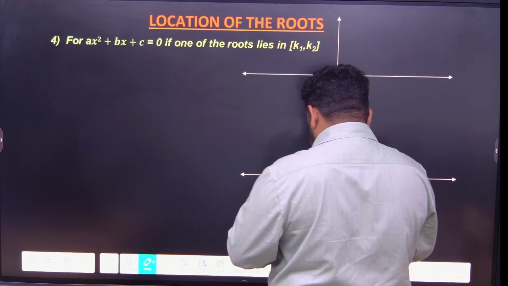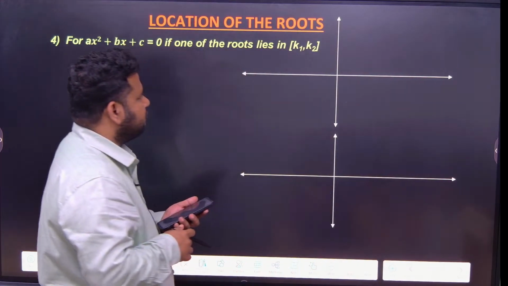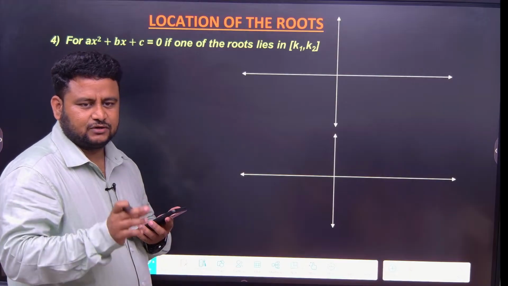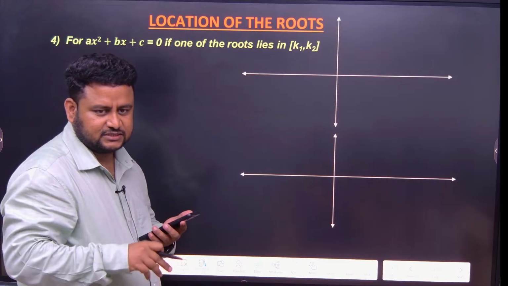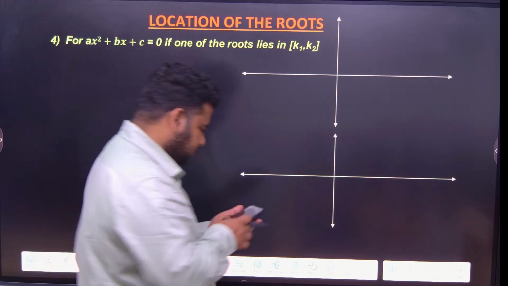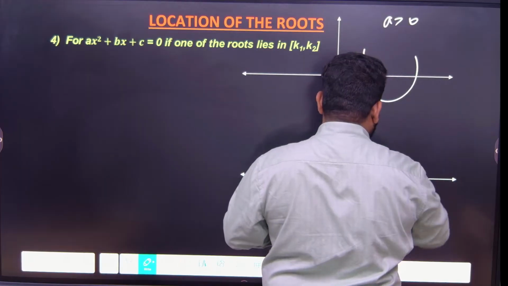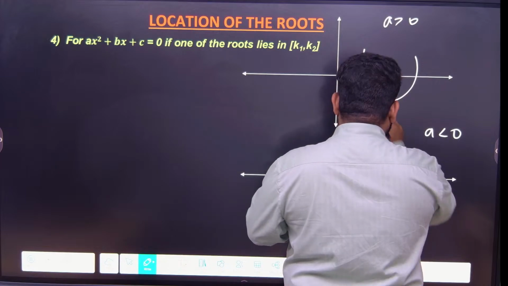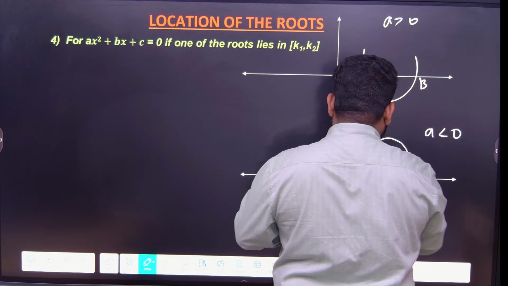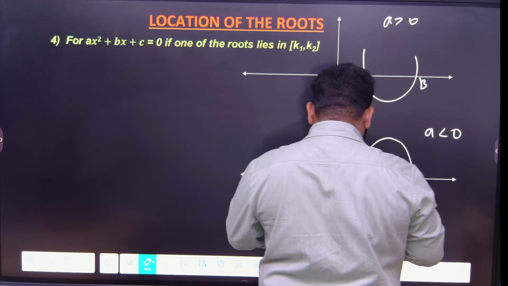Next condition is, they are telling if one of the roots lies in k1, k2, that is, k1, k2 in the range, not the domain. One of the roots lies in that range. Okay, so that means what? This is A greater than 0, A less than 0. This is alpha, this is beta.